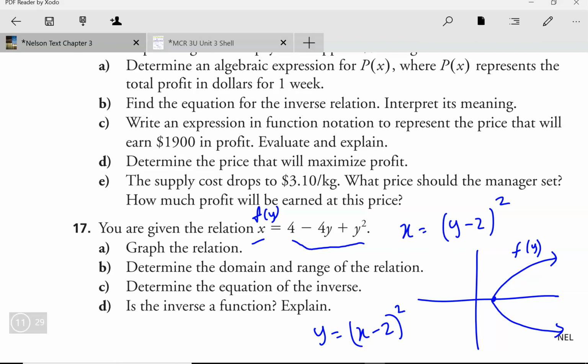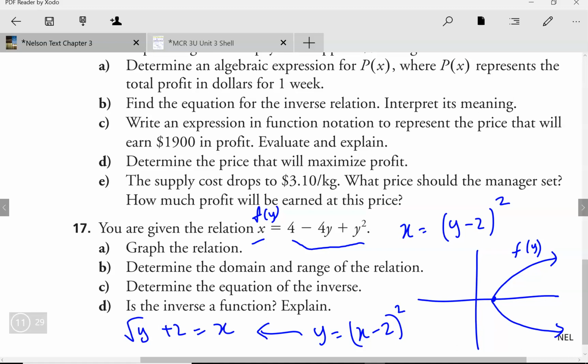Bah. I hate the switching variables nonsense. It confuses me. Okay, so we switched back to what our original thing was supposed to be. And now we just have to isolate for x. So x is the square root of y plus 2? Yeah. So this is like opposite world. So this is our inverse function.